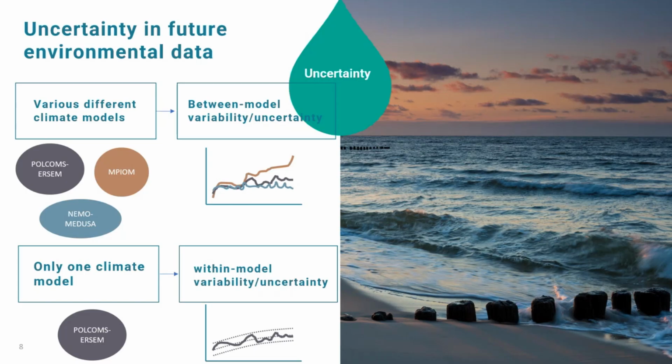So there can be different versions. Okay, you have various different climate models available. So this would be the first case. You have, for example, Polkom's Erdem for the North Sea, Nemo Medusa I already talked about, and there's also another one, MPIOM, Max Planck Institute Ocean Model. And those different climate models and ocean models have a different variability, uncertainty attached to them, and their model runs and the spread between the model runs looks quite different, right?